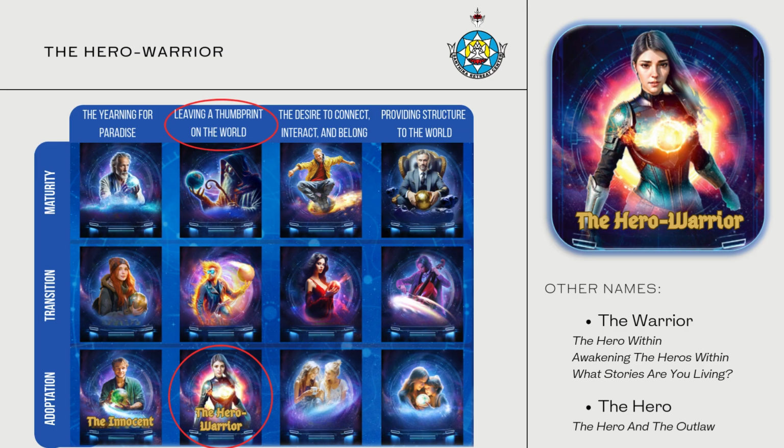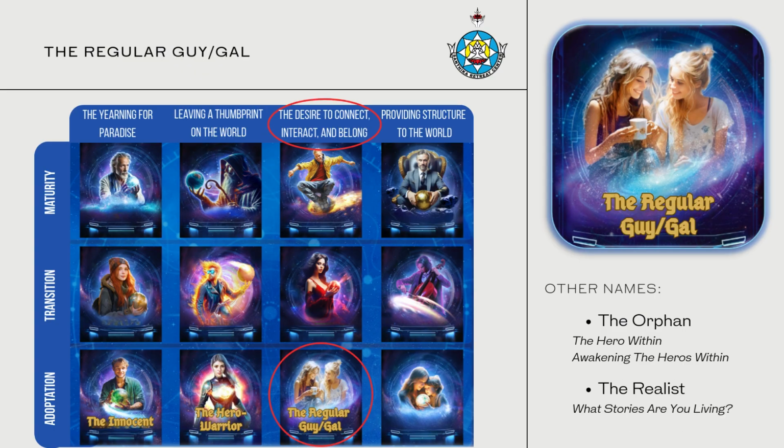At this stage of development, the child begins to model themselves after adults, seeking their praise and approval. They want to prove themselves by showing their achievements and saying, in essence, "Look what I've accomplished." This marks the emergence of our next fundamental need, described by Pearson as leaving a thumbprint on the world. Then arises the need to belong.